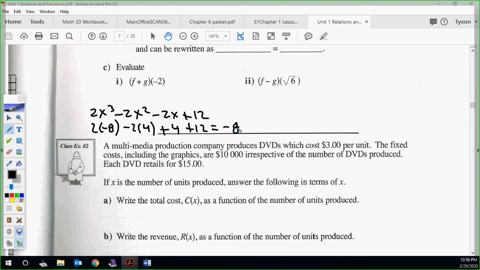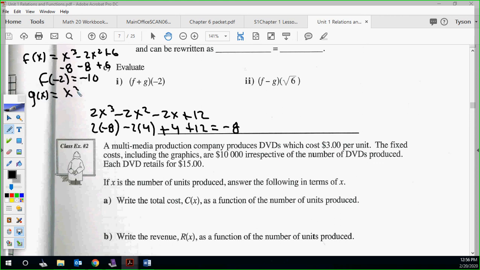Now I was telling you, if you go look up at f, just a reminder, f was x cubed minus 2x squared plus 6. That's what f was. If I put negative 2 in here, I get negative 8, negative 8 plus 6. So f of negative 2 is negative 10. You okay with that?